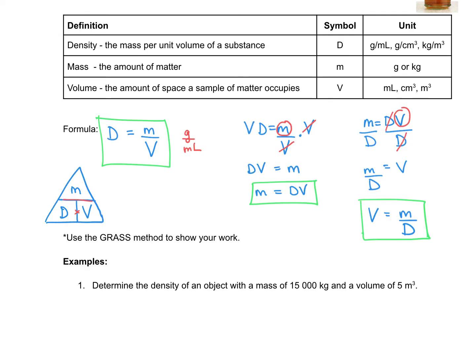This line here is division. So if we cover up the mass, then it's just D times V. And that's this formula. If you want the formula for volume, cover up the volume here, and now you can see you're left with M over D. So the triangle becomes a memory tool.